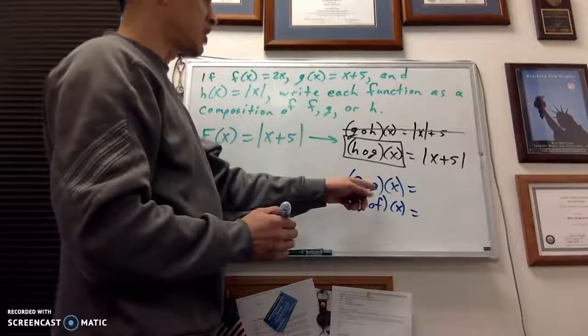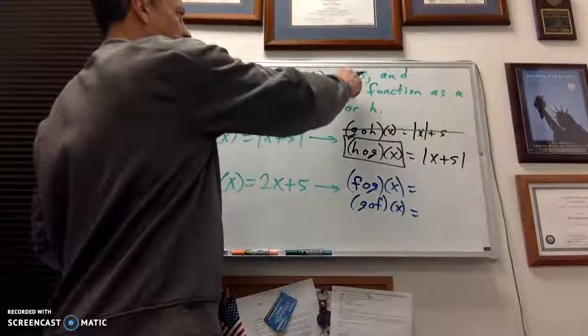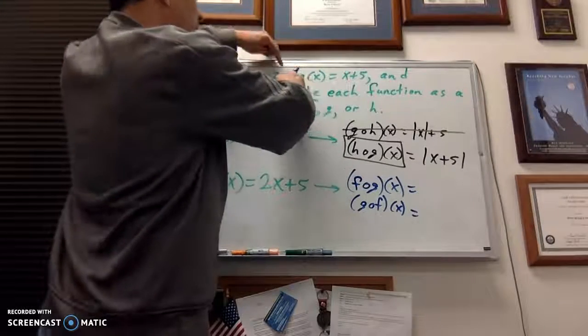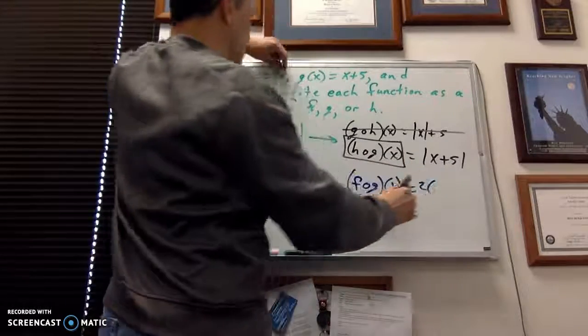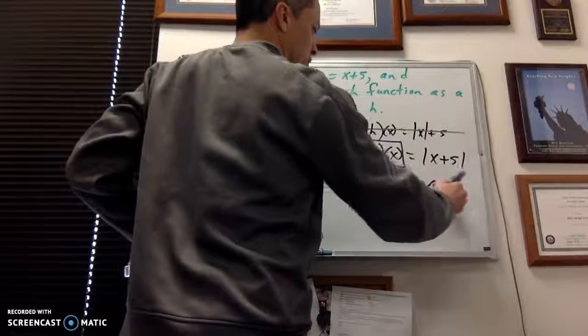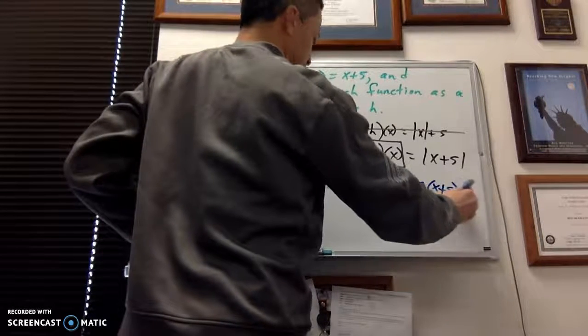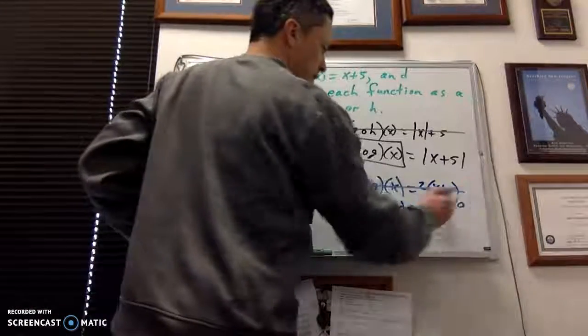So if it's the f of g of x, that means take the g and stick it inside of f. So I'll take the x plus 5 and plug it in for that x right there in my f function. So that'd be 2 times the quantity of x plus 5. Well, that's 2x plus 10. And I want 2x plus 5, so I don't think that's it.